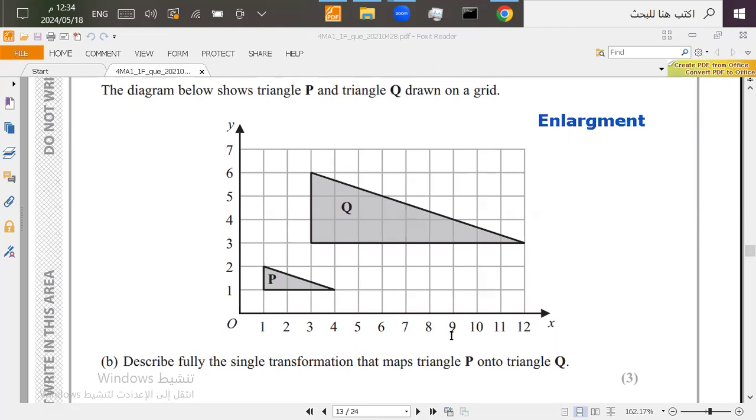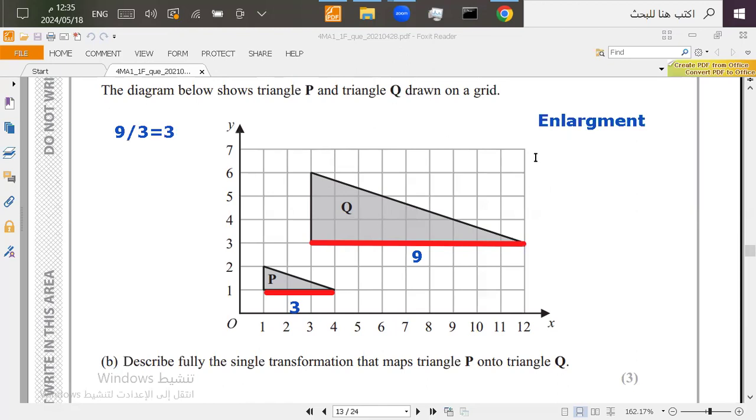Now, if we say it's an enlargement, we have to say what the scale factor is. How do we find the scale factor? We come to one of the lines, any line, for example this one, and we find it's 3 boxes. Because it's 3 boxes, we count the corresponding line on the other shape. If this is the base, we need the base of the other shape. Now we count 3, 4, 5, 6, 7, 8, 9. So this one is 9. To find the scale factor, we divide the bigger number by the smaller number. So 9 divided by 3, and the answer is 3.